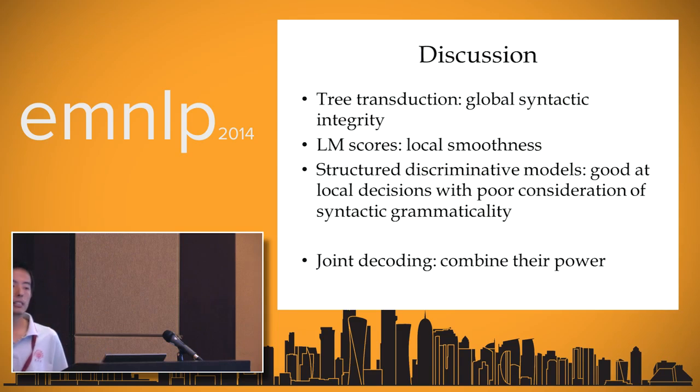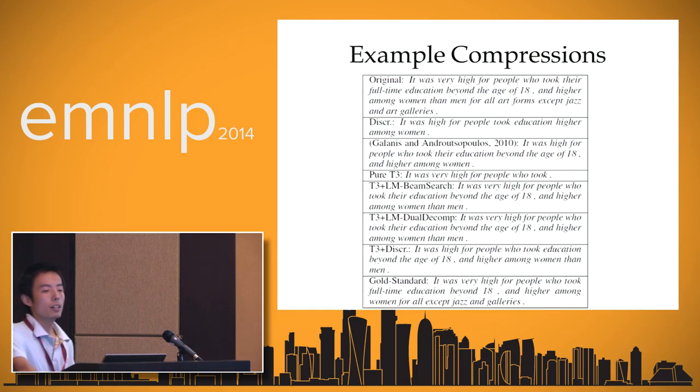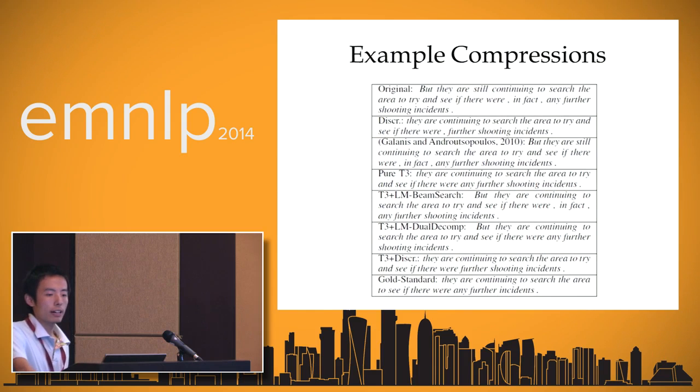And in fact, the tree transduction part tries to measure the global syntactic integrity. And the language model scores, because they are built on the compressed sentences, can measure the local smoothness, and the structured discriminative model is an extension of the language model, and therefore it also measures the local smoothness. The joint decoding combines their power. I would give several examples, but I don't have enough time.